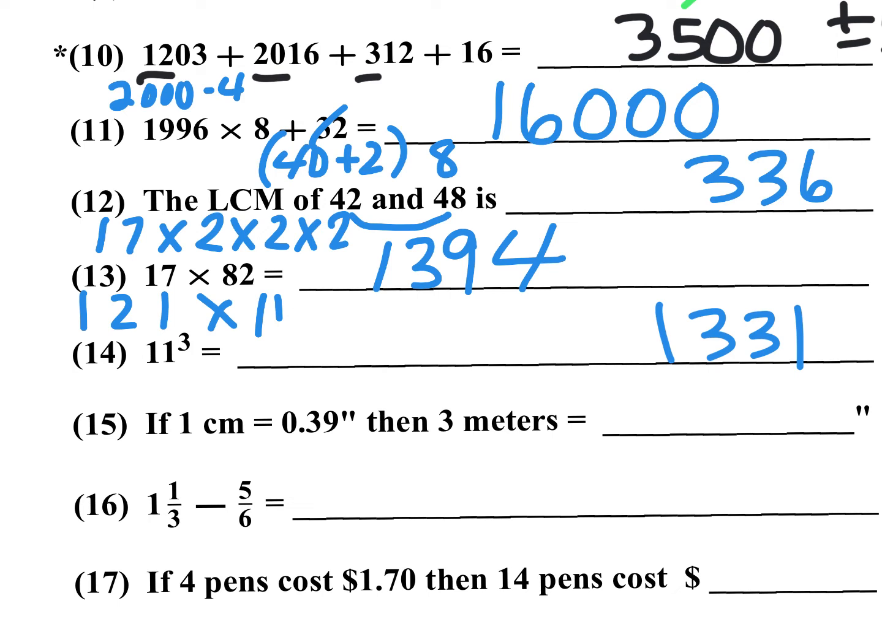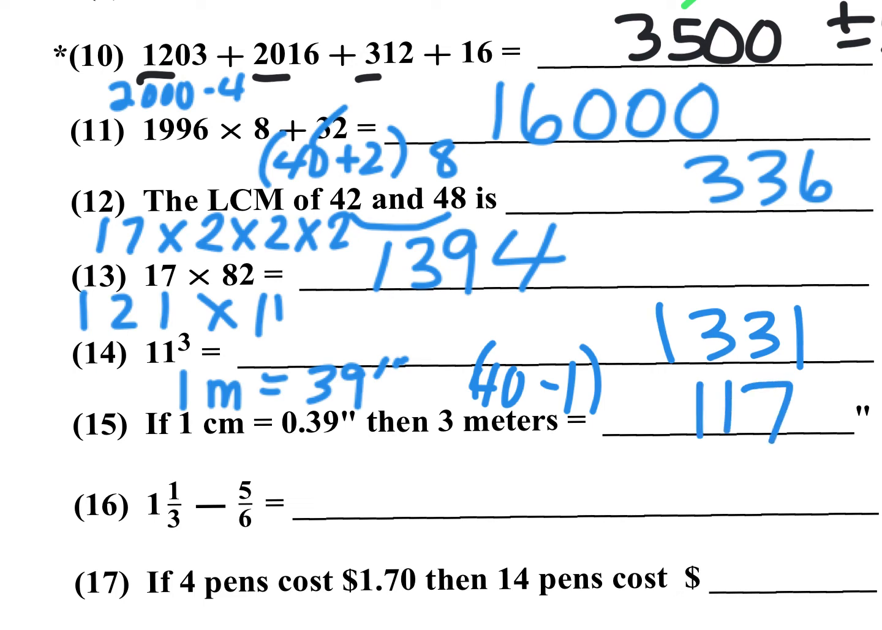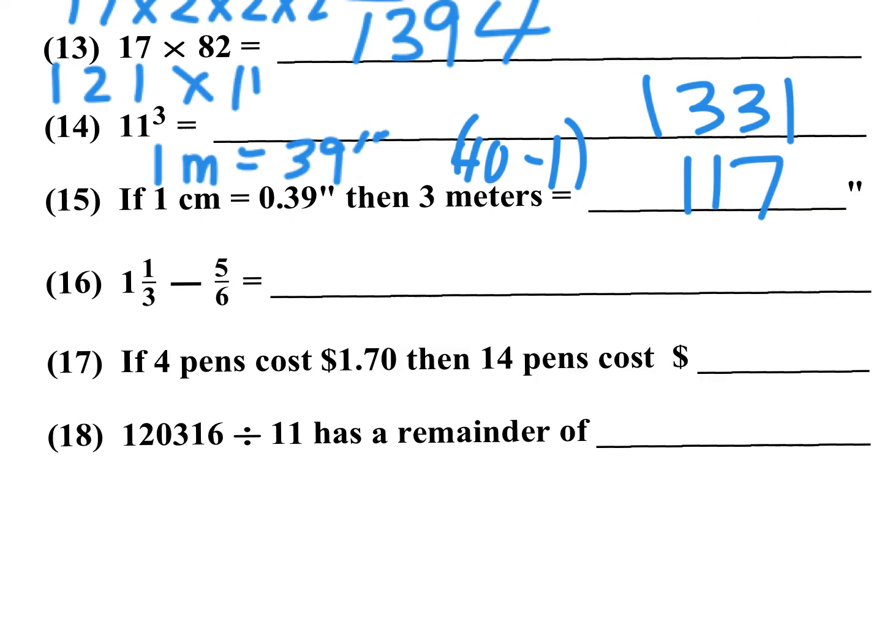Number 15. 3 meters is how many inches? 1 centimeter is equal to 0.39 inches. That means that if I multiply by 100 on each one of those, 1 meter is 39 inches, according to that conversion there. So I need to multiply 39 times 3. 39 is actually 40 minus 1, so 3 times 40 is 120, minus 3 is 117. So 3 meters is 117 inches.